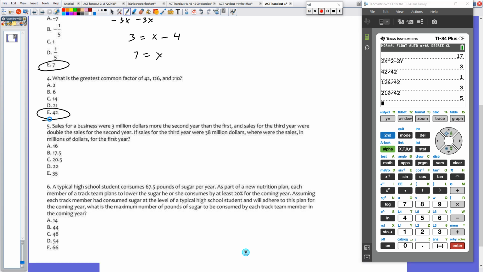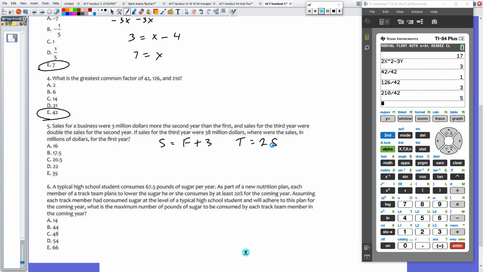Answer is E. Sales for a business were $3 million more the second year than the first. So the second is the first one plus 3. Sales for the third year were double the sales for the second. So the third year is 2 times the second.